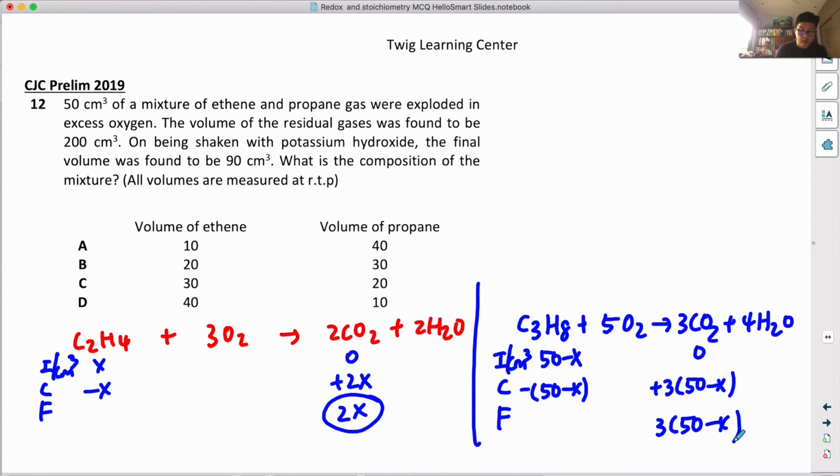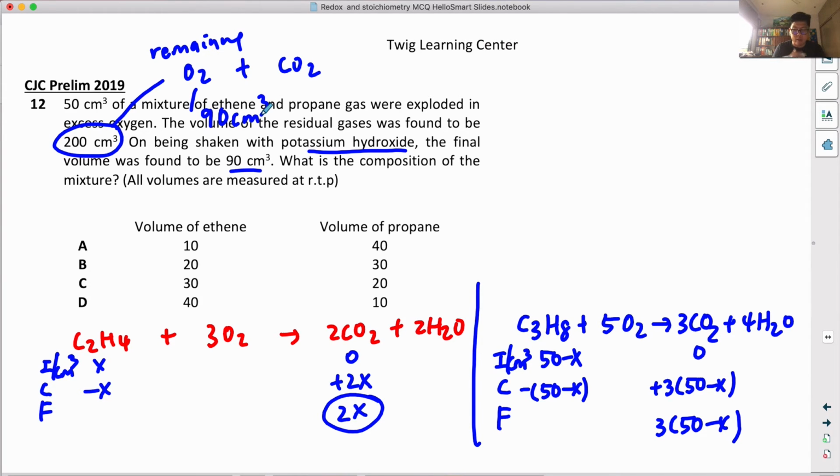They say the residual gas was found to be 200. Actually, 200 refers to the remaining oxygen, as well as the carbon dioxide. But after shaking with potassium hydroxide, what does potassium hydroxide do? It absorbs all the acidic gas, which is carbon dioxide, and the final volume was found to be 90. So 90 actually refers to the oxygen, because that was what was left behind.